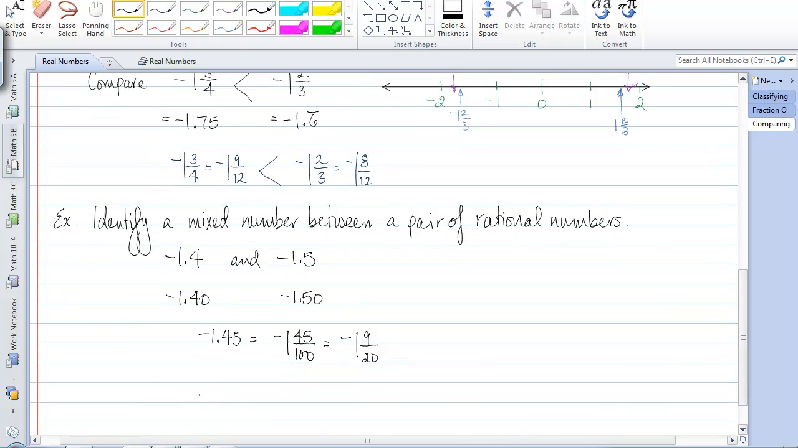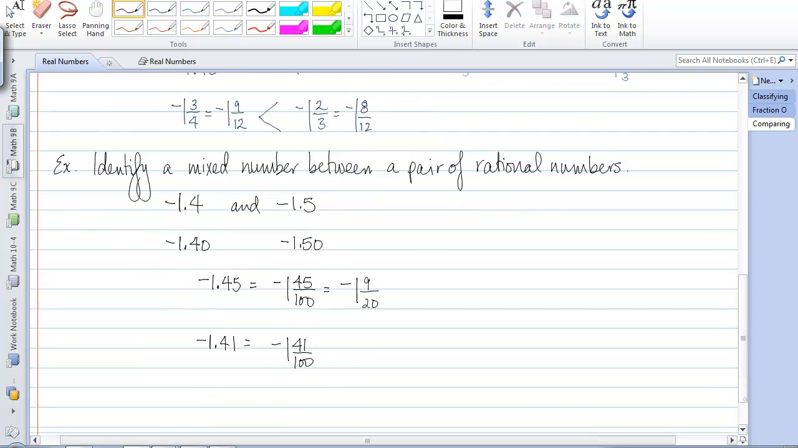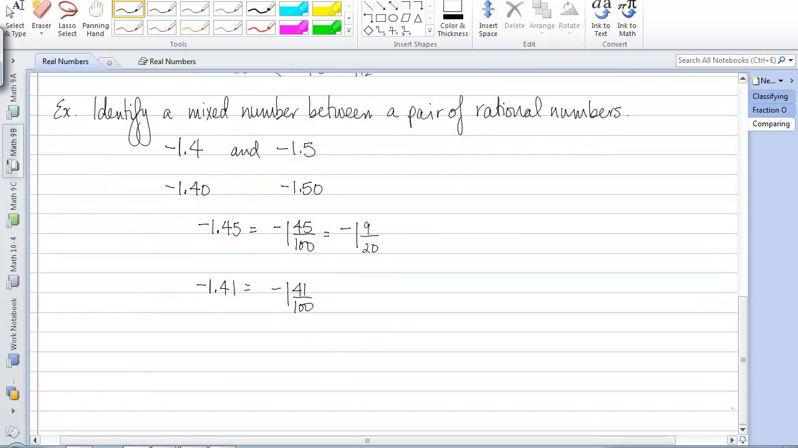If I didn't want to reduce, then I might purposefully choose a number that won't reduce by that 100, so -1 and 41 hundredths. Okay. And at this point in time, you can complete the exercises in your textbook.